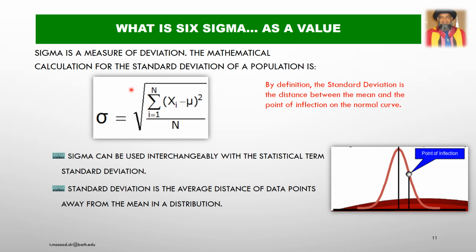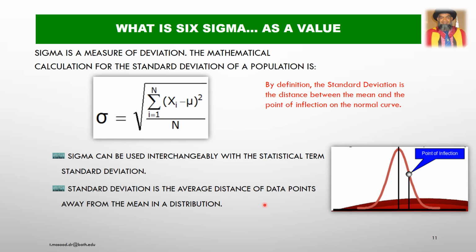What is Six Sigma as a value? Sigma is a measure of deviation. The mathematical calculation for the standard deviation of a population is as given here. Sigma will determine how much standard deviation has occurred, using different parameters in the equation. The standard deviation is the distance between the mean and the point of inflection on the normal curve. This is the mean value here and this is the point of inflection. So the deviation between mean and inflection will demonstrate the standard deviation that occurred.